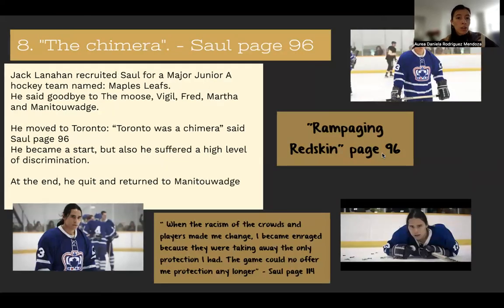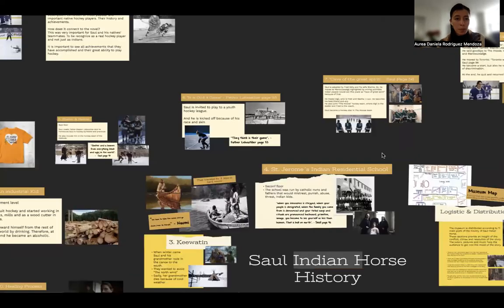Then the eighth section talks about when Saul is recruited to go to Toronto to play, and how he suffered a high level of discrimination and racism, and we explain why he decided to quit and return to the old town where he used to live.